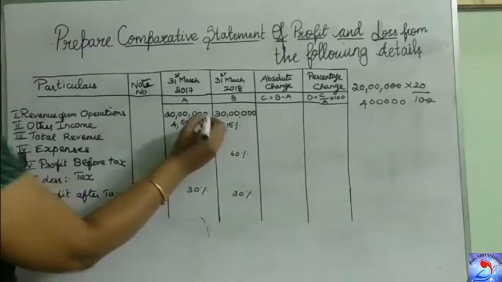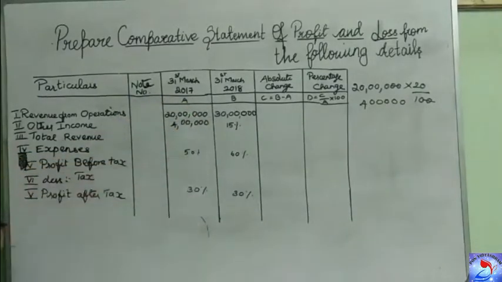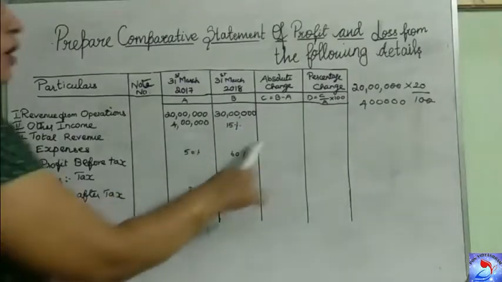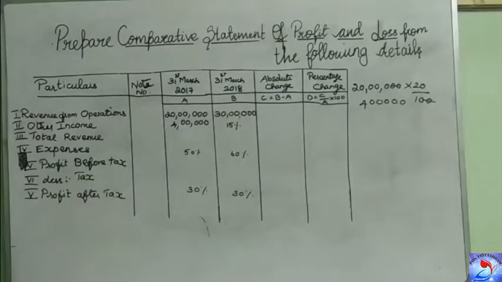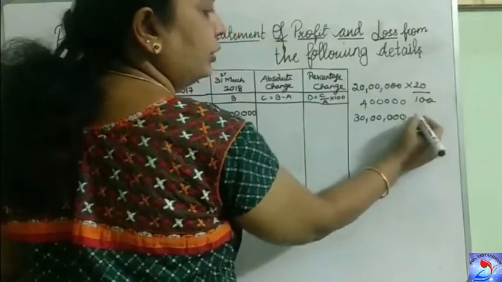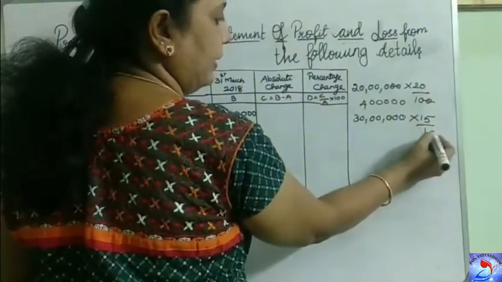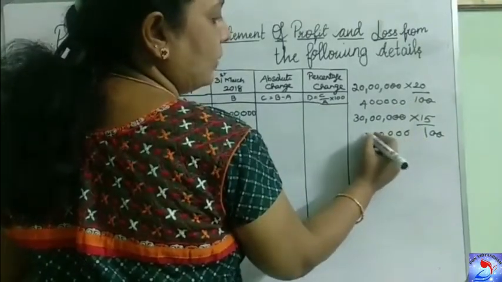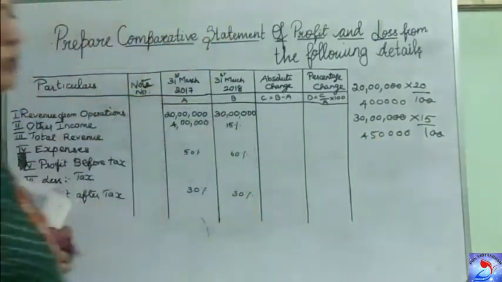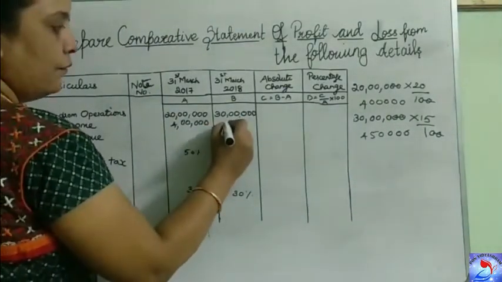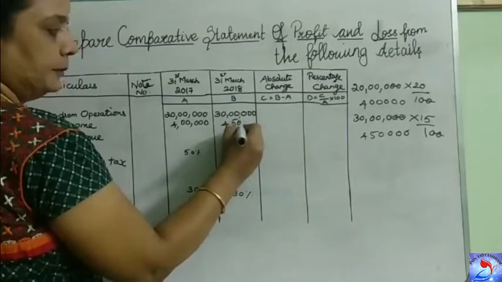Likewise, for 2018, other income is 15% of revenue from operation. You have to work out 30 lakh into 15 by 100. If you work it out, you will get 4 lakh 50,000. So 4 lakh 50,000 will be your other income, and I will write 4 lakh 50,000.